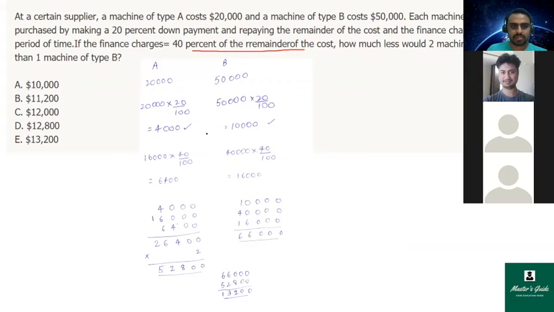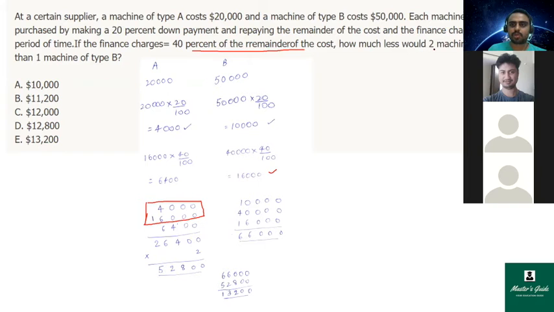Okay, yeah, as you all said, I also did 4,000, 10,000, again 6,400 and 16,000. You must have also achieved the same. It's just 40% of the remainder amount. So to buy one machine, I would be paying 20,000. I just split it because first we'll be paying the 20,000, and then the remainder amount and the finance charges, 6,400. So I'll get 26,400 per machine.